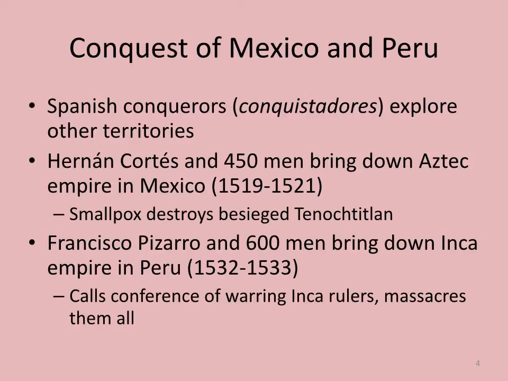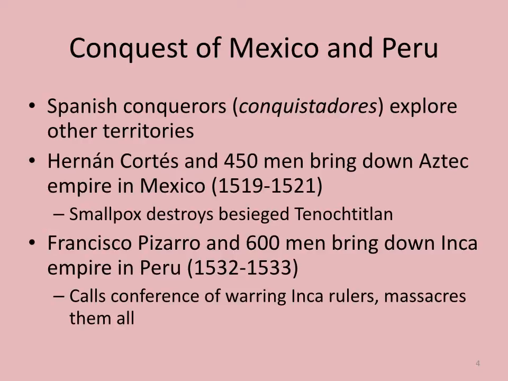Now, the Spanish conquistadors are going to be the conquering Spaniards who come into the New World and start conquering territories. Well, the most famous one is Hernan Cortez. He's going to take down the Aztecs in Mexico. He's going to come in, conquer, destroy. He's going to be treated as a god, but then eventually kill and destroy.